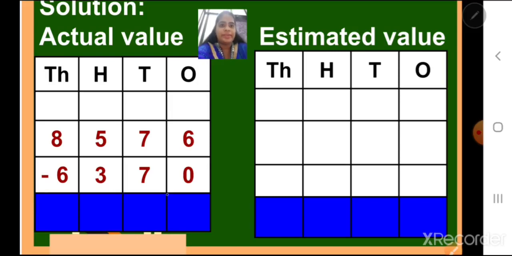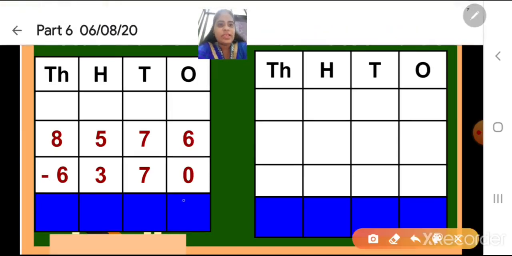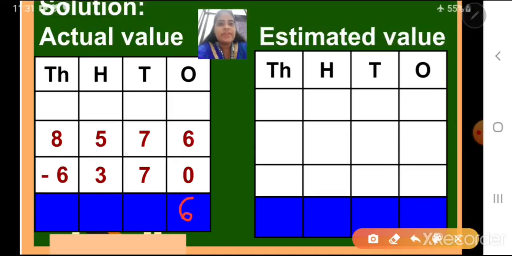Let us subtract. We will subtract from 1's place. 6 minus 0 is 6. 7 minus 7 is 0. And 5 minus 3 is 2. And 8 minus 6 is 2. So children, our actual value, if we find the difference, it is 2206.